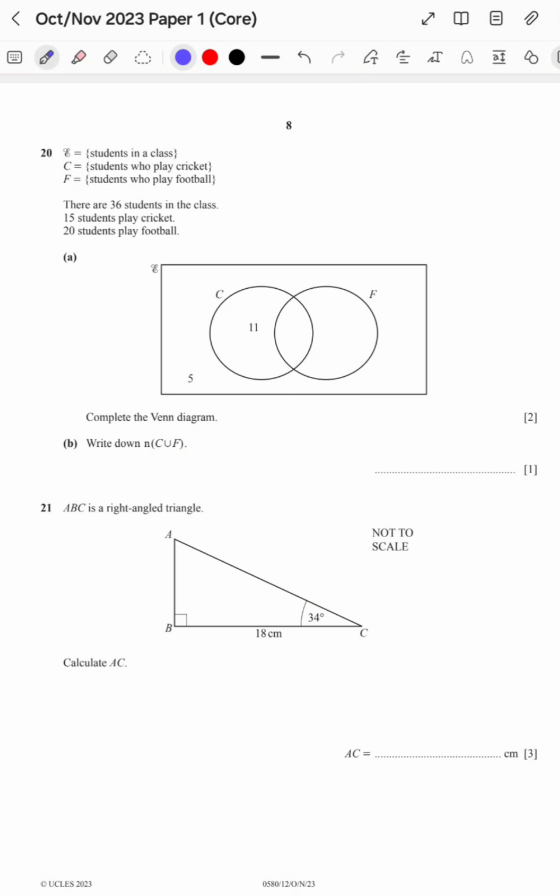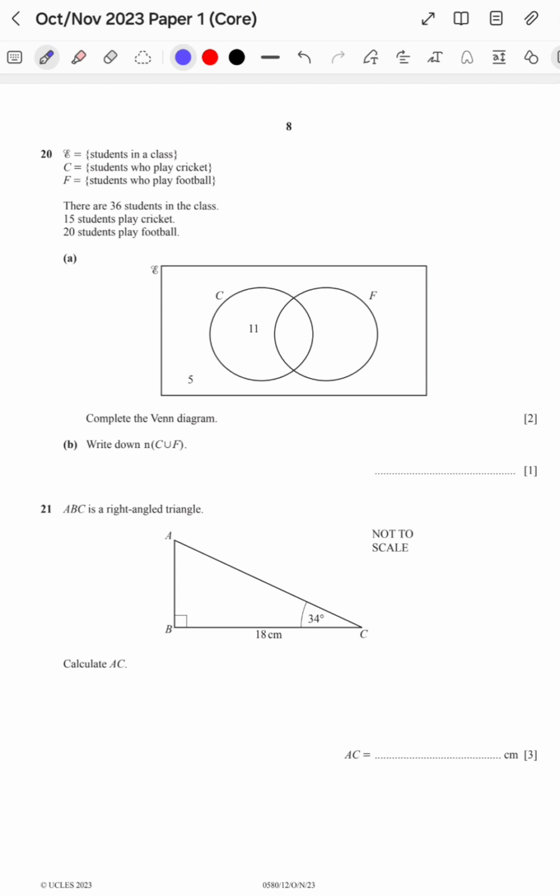Venn diagram. Question number 20. Our universal set is students in a class. C represents the students who play cricket. F is for students who play football. There are 36 students in a class. 15 students play cricket. 20 students play football. So you see here, there's 11 students that only play cricket. And it says here there are 15 students that play cricket. So therefore, there's 4 students that play both cricket and football.